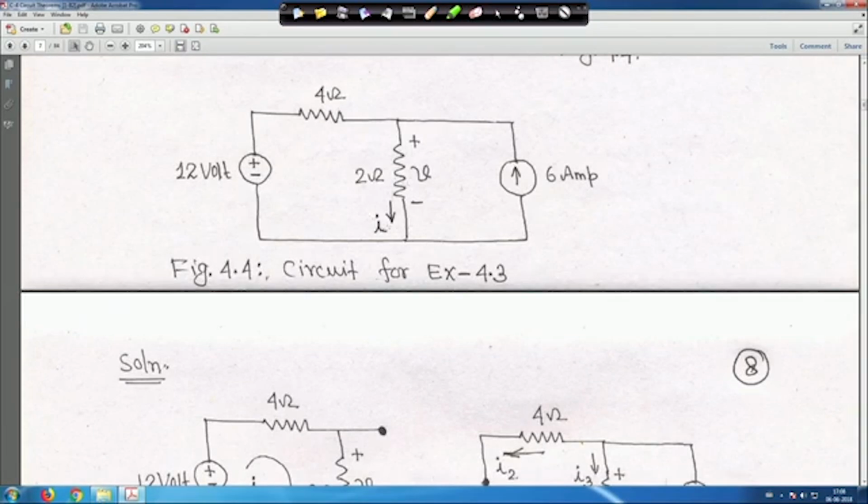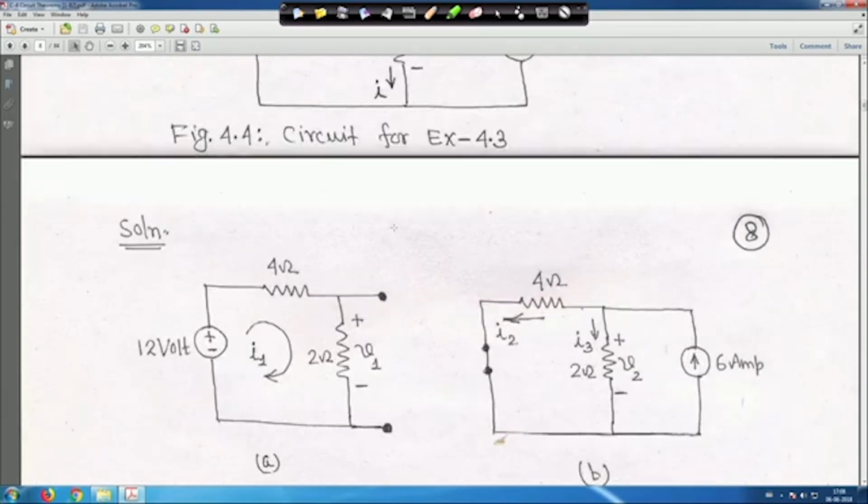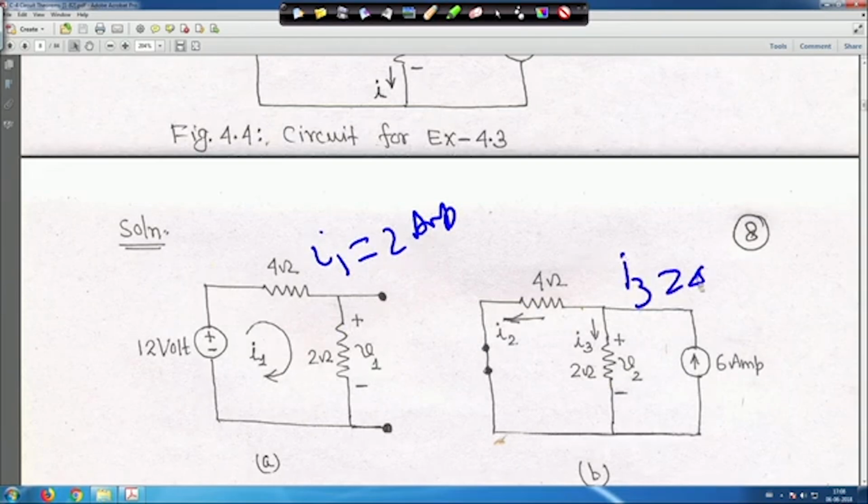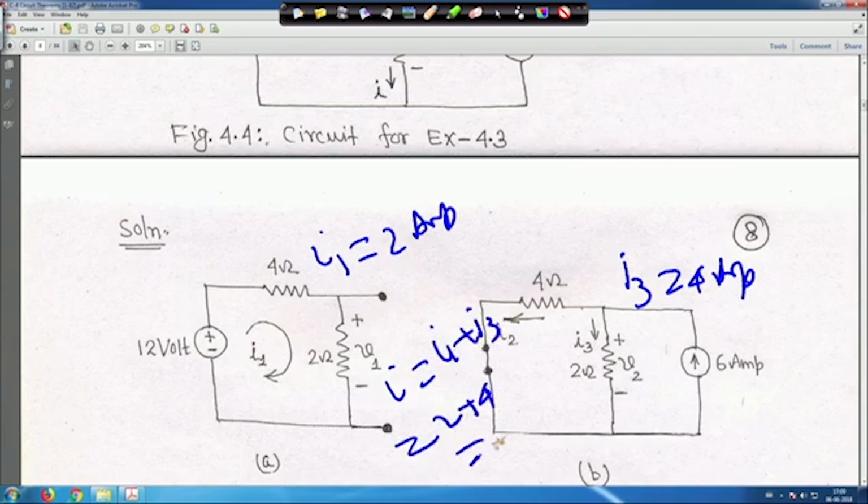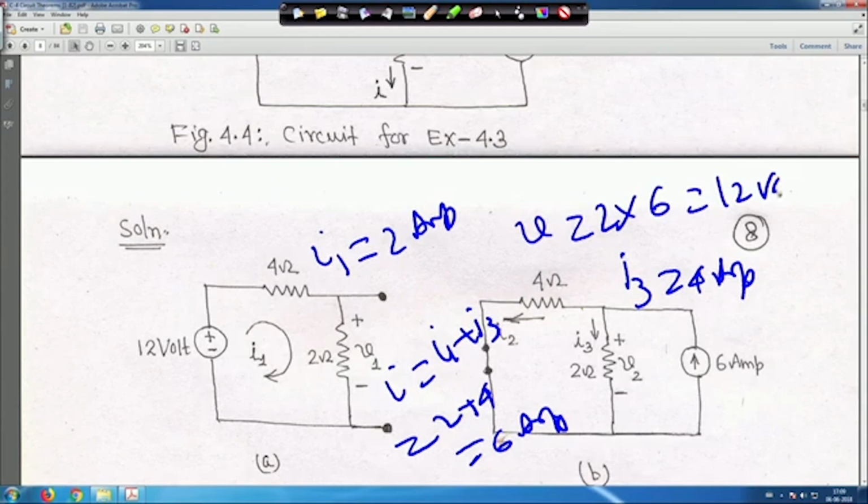So, checking the result, you solve this circuit and see that here you will get I is equal to 6 ampere, because while solving here we got I 1 is equal to 2 ampere, and for this circuit we got I 3 is equal to 4 ampere. So, by the superposition theorem, I is equal to I 1 plus I 3 is equal to 2 plus 4 is equal to 6 ampere, and if I is equal to 6 ampere, then the resistance was 2 ohm. So, 2 into 6 is equal to 12 volt.